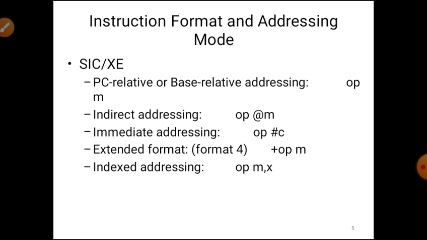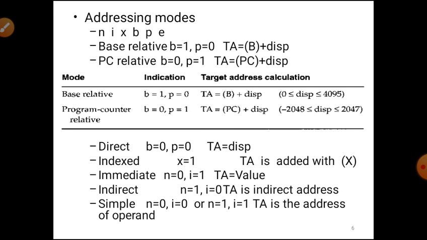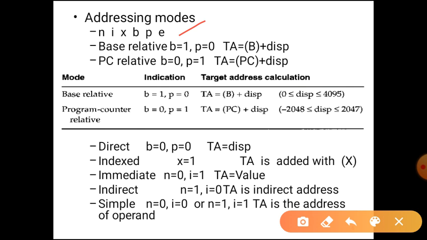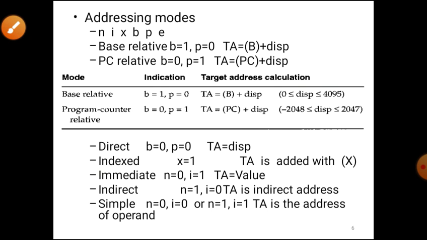The same thing is explained here, and this is for the programmer's understanding. How the machine understands the different addressing modes used in the machine instruction in the object code is indicated by these flag bits NIXBPE. All these flag bits indicate which addressing modes are used in the machine code. Based on this, the target address is calculated. All this we have done in the previous video. Let me continue with the next.